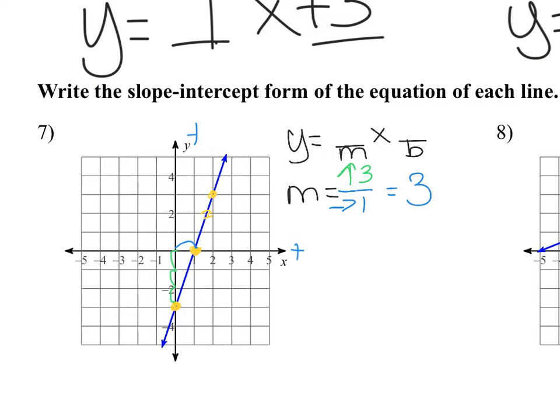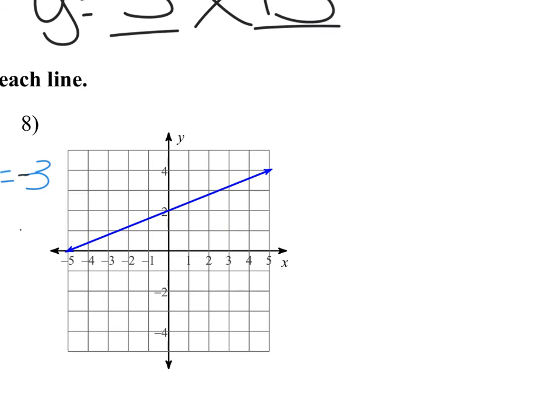Now my y-intercept is where it's crossing my y-axis. So it's crossing at this point. So it's at -1, -2, so it's at -3. So my y-intercept is -3. So my equation will be y equals 3x minus 3. It was a -3. Okay. All right, let's look at another.